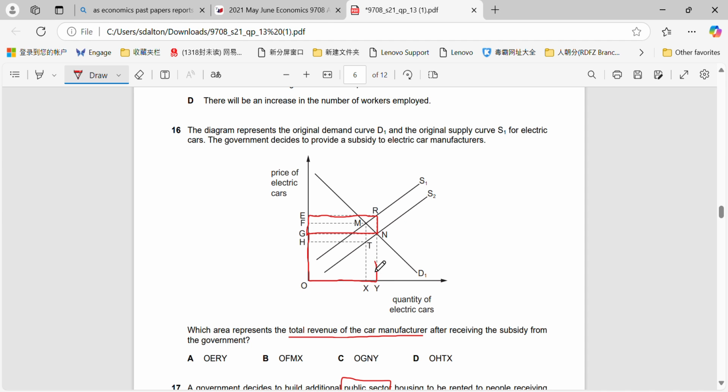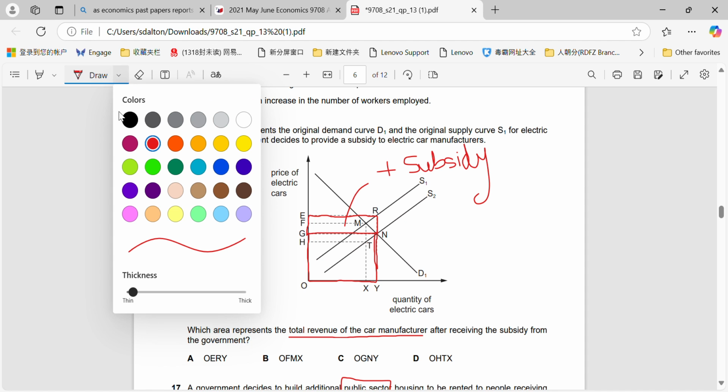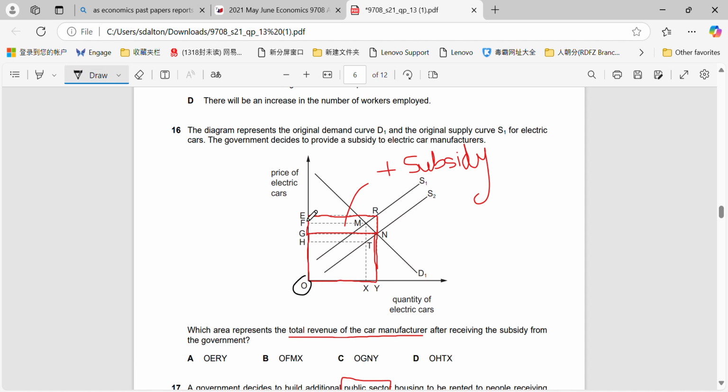Right, that is essentially the revenue they're receiving through the subsidy, but they're also still selling these goods here. So OYGN would still be revenue that they're generating, right? It would now just be split between the revenue portion from the subsidy and the revenue from the general expenditure on the good or the service. So the total revenue of the car manufacturer, the main thing to take into account there is that it's going to have to be added to the area of the subsidy, because the subsidy is essentially revenue that they are getting as well. So that will leave us therefore with O, E, or Y, and we can see that that would be A.